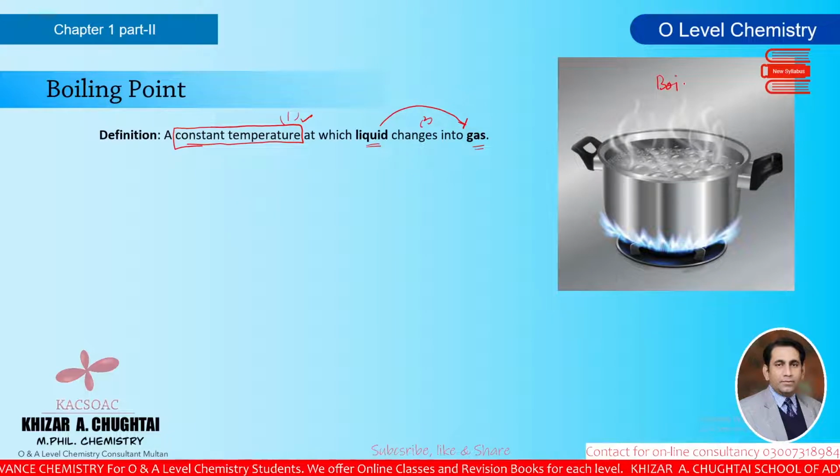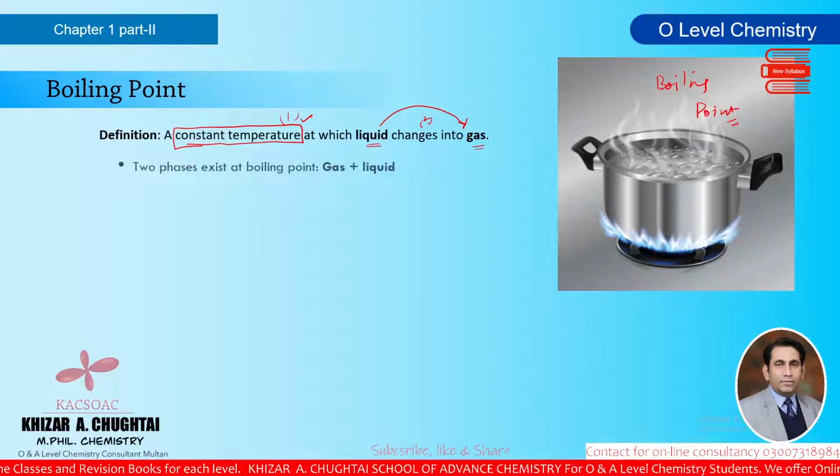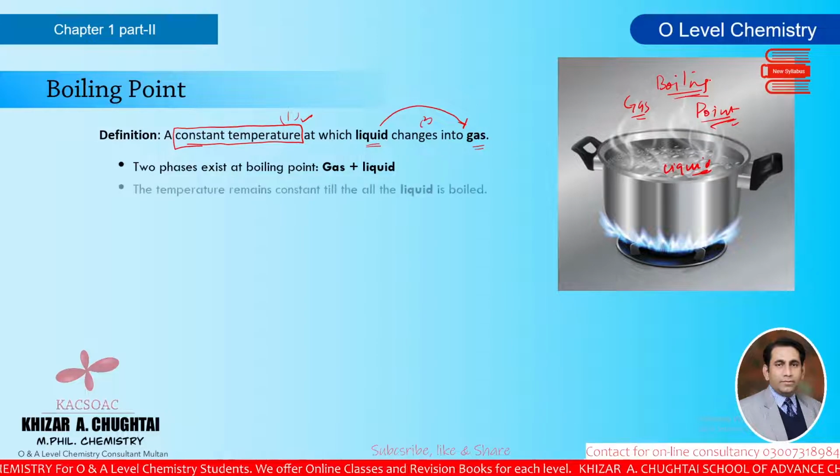You can say the temperature at this stage is said to be the boiling point. It's called boiling point. Once again, two phases exist. One phase is the gas, another phase is the liquid phase. So two phases exist at the stage of boiling temperature or boiling point.